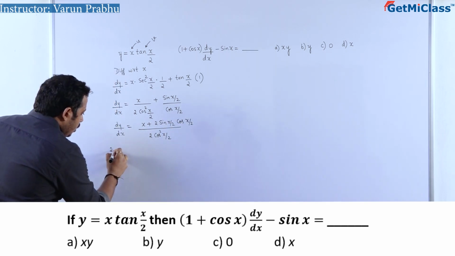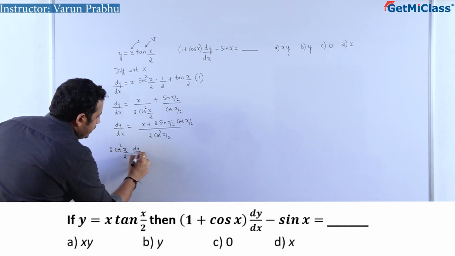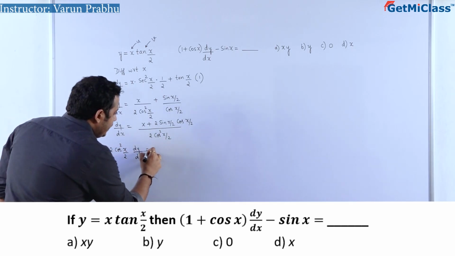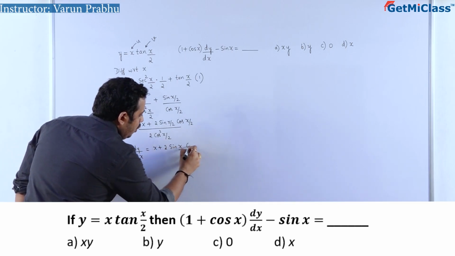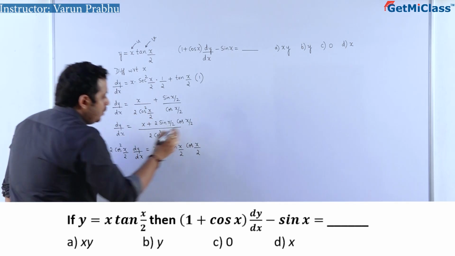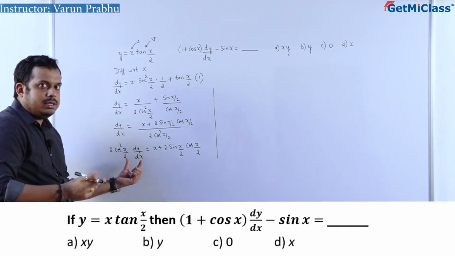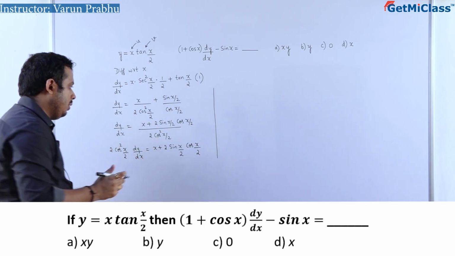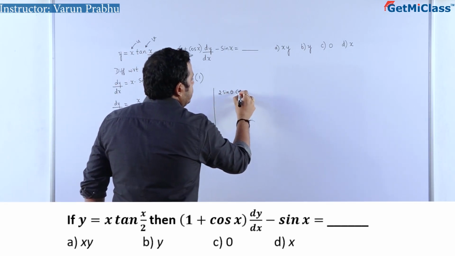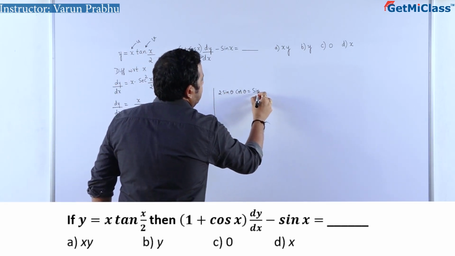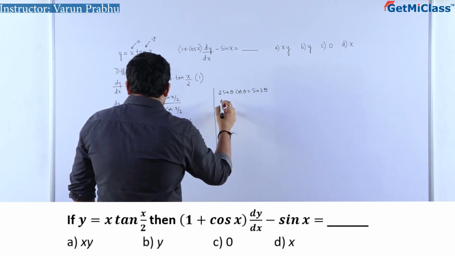So I can say 2 cos squared x by 2. You have to be strong with differentiation when you do these kinds of problems. dy by dx is equal to x plus 2 sin x by 2 into cos x by 2, right? So now we know the formula from trigonometry. Formula of differentiation and formula of trigonometry should be strong. So can we not write 2 sin theta cos theta as sin 2 theta, easy. That is this part, right? 2 sin theta cos theta is sin 2 theta.